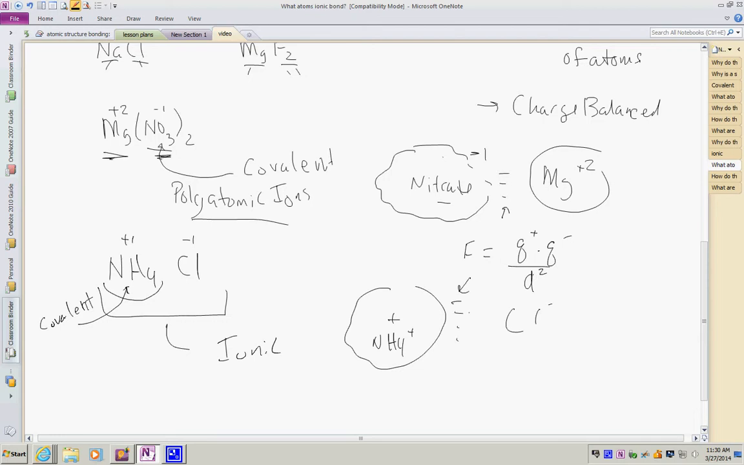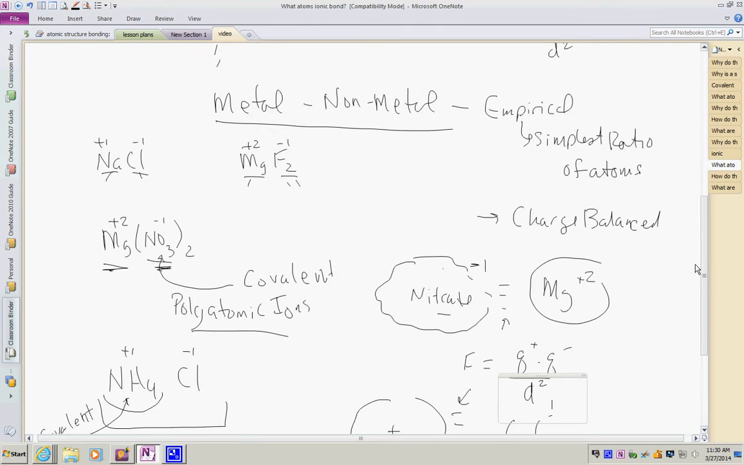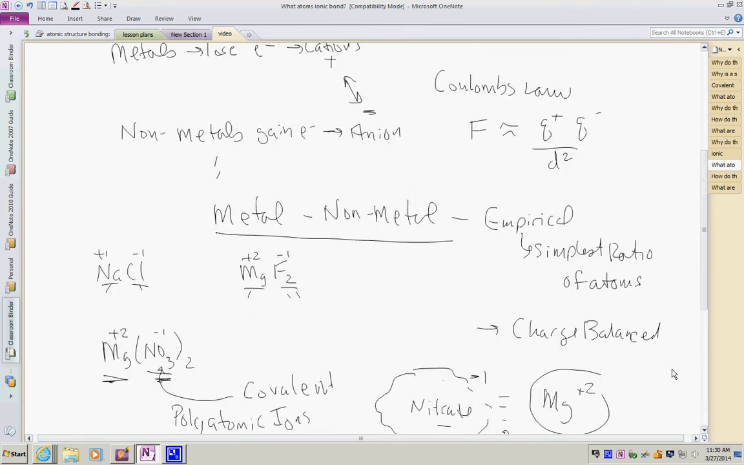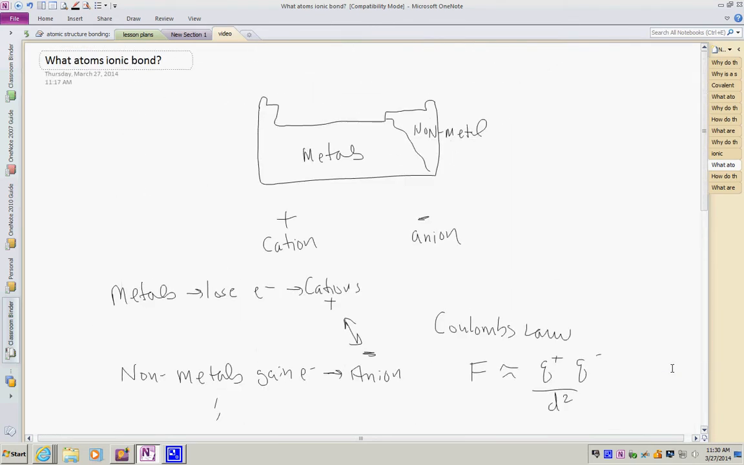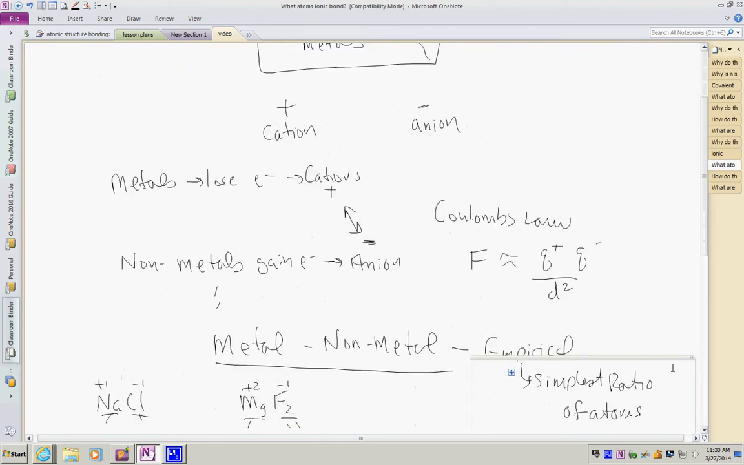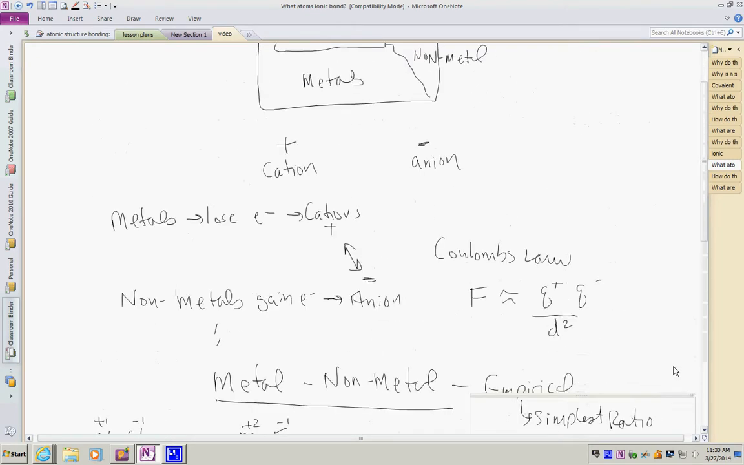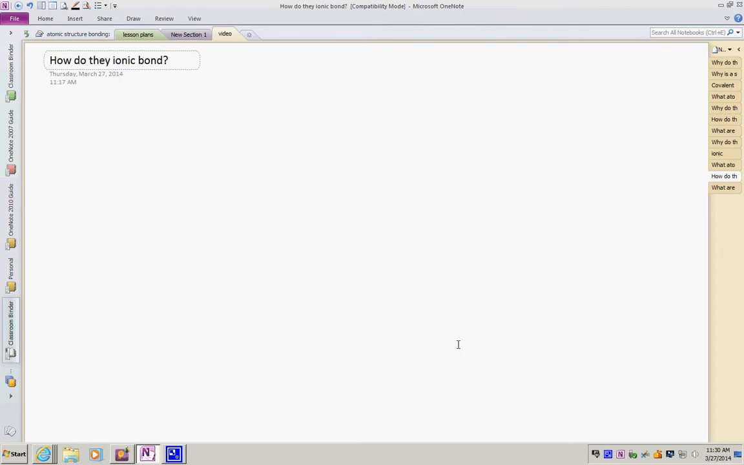Okay. So now the next thought here is, okay, what items ionically bond? Metals, nonmetals, cations, anions. You should be able to recognize these things. Okay. All right. How does it do this? Well, simply how they do it is they're going to transfer electrons.